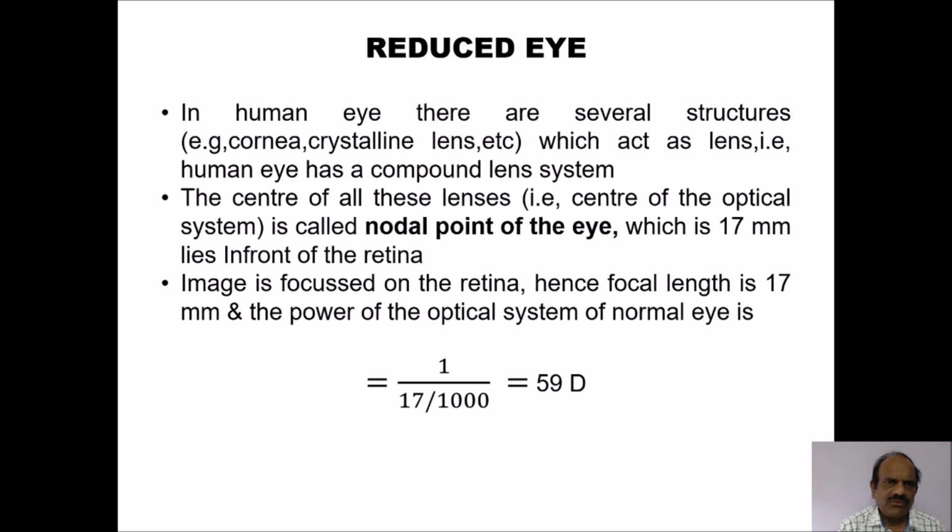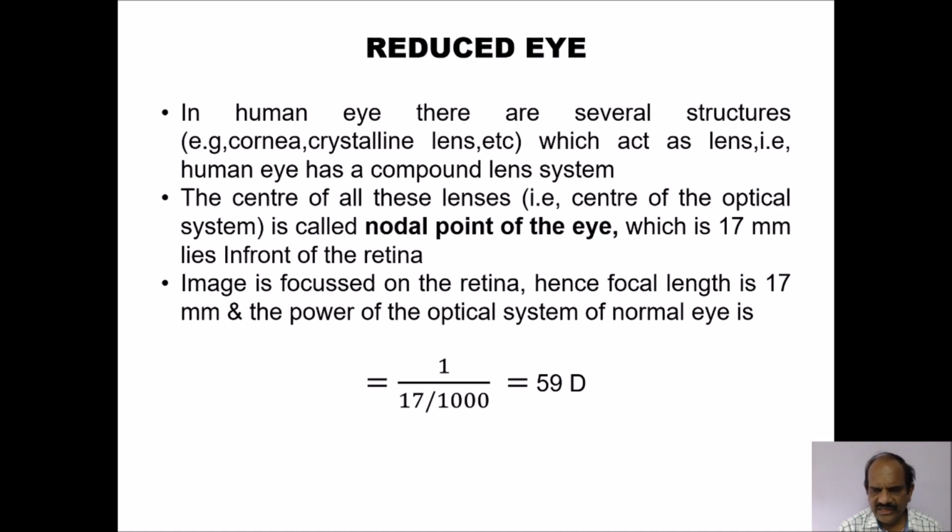Now one important point: the eye has different refractive media, for example the cornea, vitreous, and lens, and they have different dioptric powers. In the human eye there are several structures, for example the cornea, crystalline lens, etc., which act as lenses. That is, the human eye has a compound lens system.